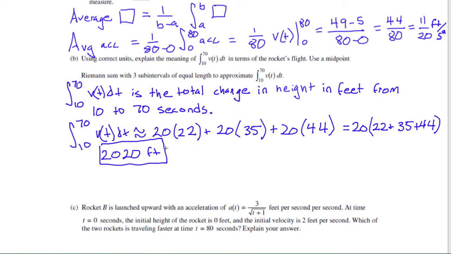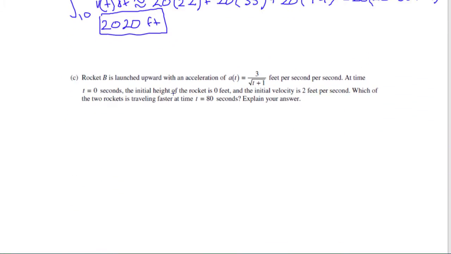And the reason that it's feet is because it's the total change in height. So it's a total, like the rocket has gone from, well, I don't know what it started at, but it has moved in height 2,020 feet. All right, I think that's all we need to do. Yep, and then we're on to part C.